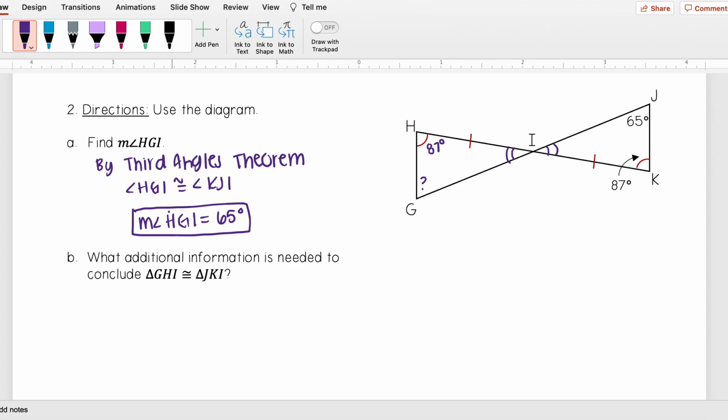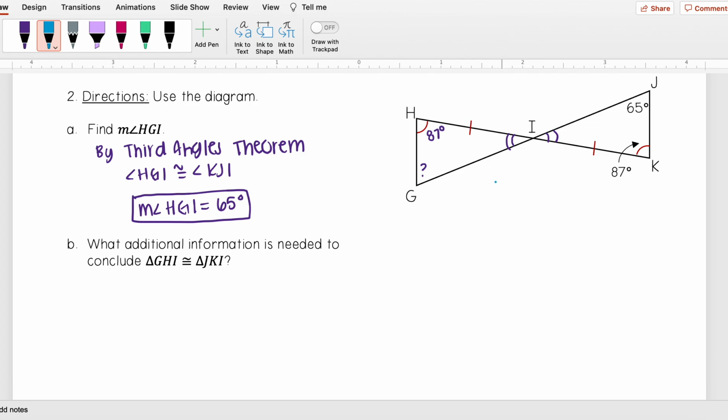Now, what additional information is needed to conclude that triangle GHI is congruent to triangle JKI? Well, I already have three angles that are all congruent, so all my corresponding angles are congruent. So that just leaves showing that my corresponding sides are also congruent. I see immediately that I am given that HI is congruent to IK because of these tick marks. But I don't know anything about the other two sides.